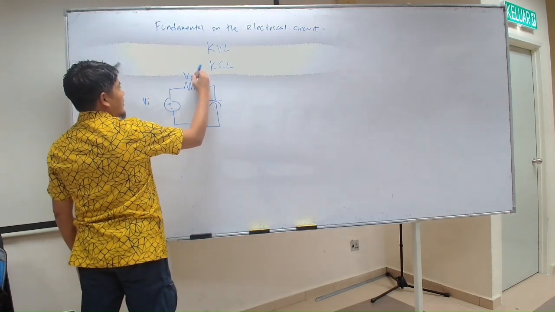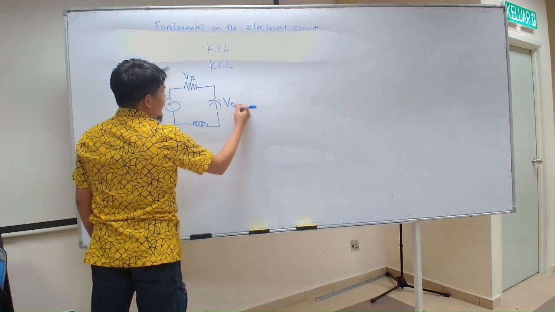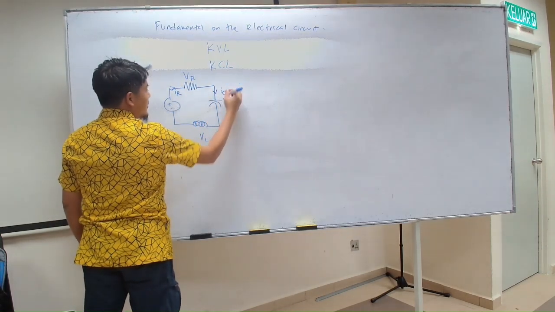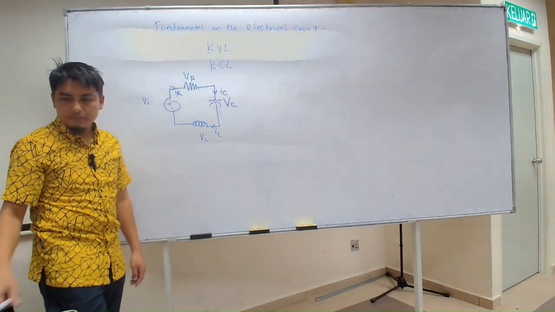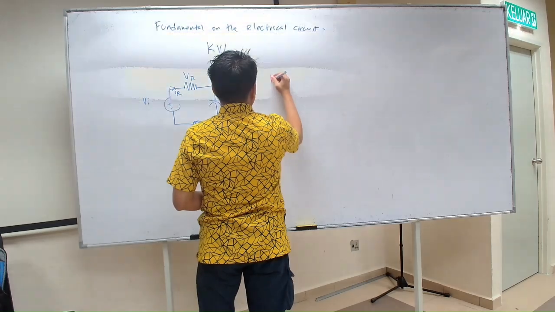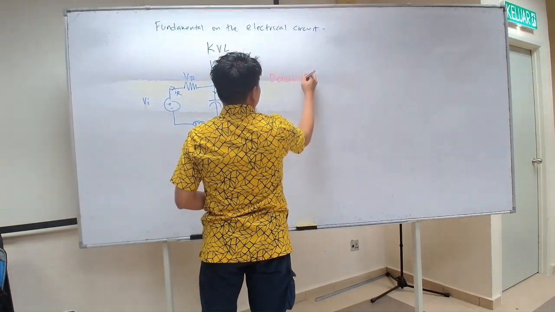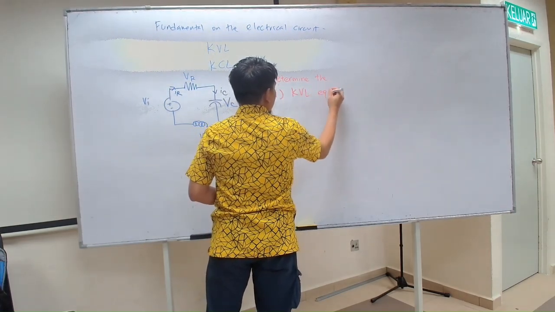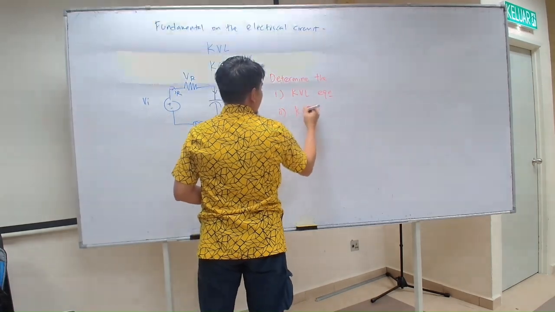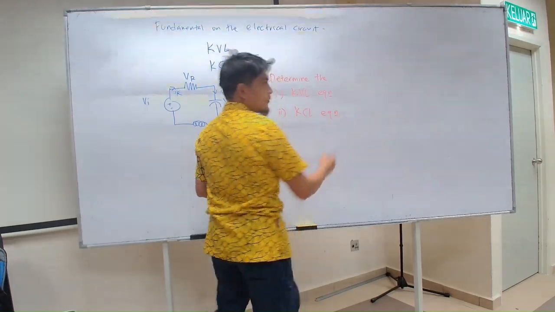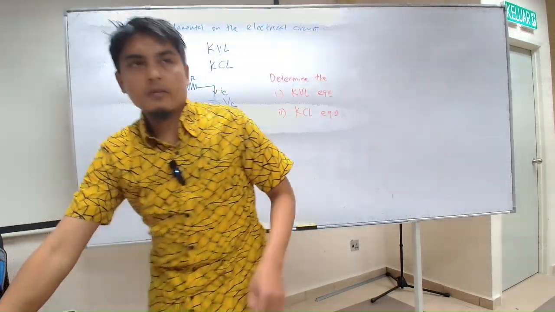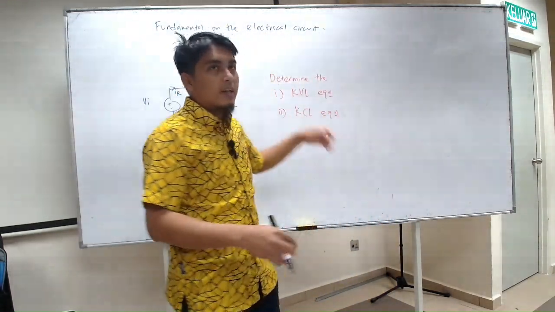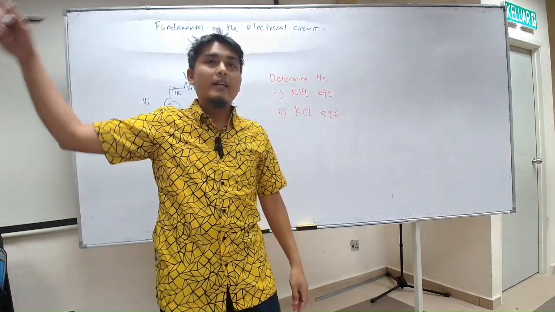VI, VR, VC, VL. This is IR, IC, IL. Okay, I use the magnet method for the single loop. You can directly and easily get the equation.